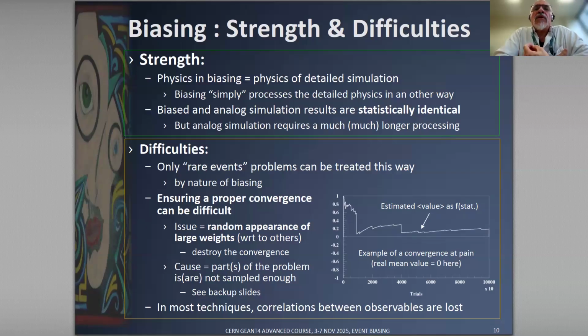So the difficulty with biasing is to ensure that you are properly converging on the correct value. In the annex, I can show something about that. And the last point is that in most techniques, the correlation between observables is lost. So this is something which can sometimes be annoying. In most cases, you are interested in mean values, but if you are interested in correlation, then you have very few techniques which preserve the correlation. So next slide.